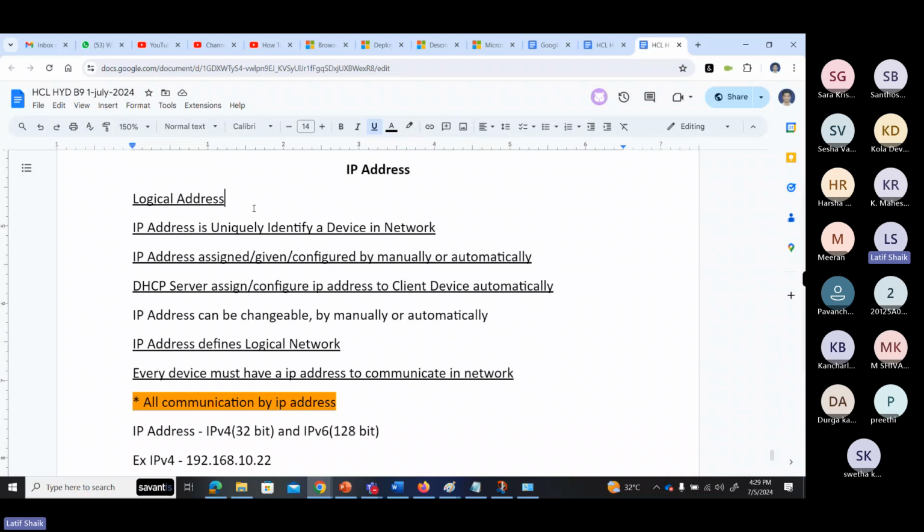For example, I want to communicate from my laptop to another laptop in my network, or from my laptop to my printer, which is connected in the network. I want to communicate from my laptop to another desktop in the network. How can we identify whether you are in the same logical network or not? You are in the same physical network.